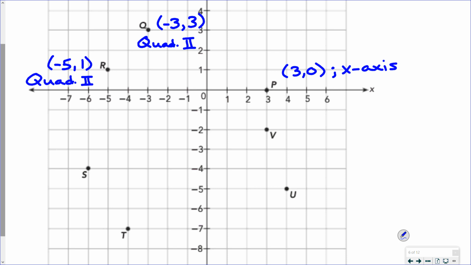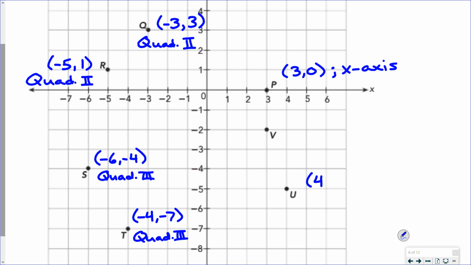For S, our ordered pair would be -6, -4, and we are in quadrant 3. T all the way down here has an ordered pair of -4, -7, and it is in quadrant 3. U, which is over here on the right hand side, has an ordered pair of 4, -5, and it is in quadrant 4. And V has an ordered pair of 3, -2, and is also in quadrant 4.